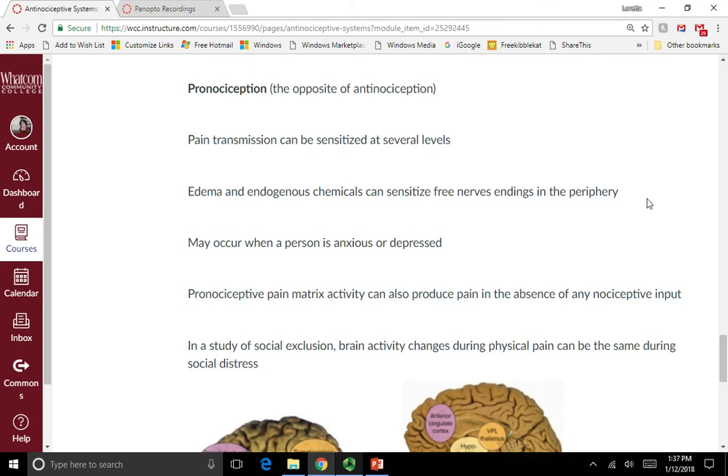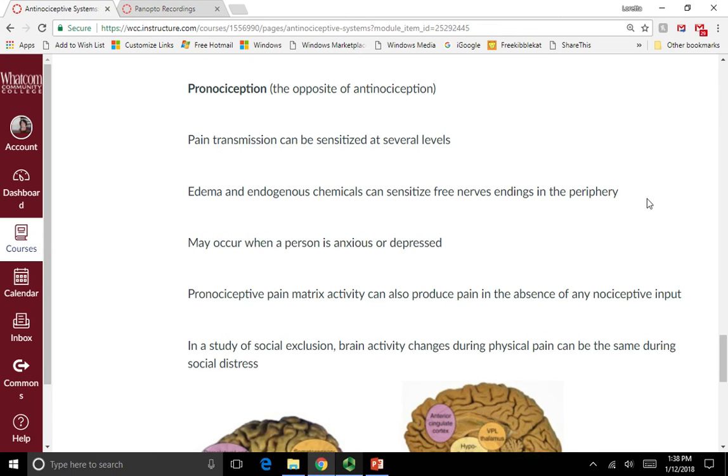So pro-nociception is the opposite of anti-nociception. Pain transmission can be controlled at several levels. It can also be sensitized at several levels. Edema and endogenous chemicals can sensitize free nerve endings in the periphery, like those prostaglandins and histamines. Those can sensitize free nerve endings in the periphery and cause more pain. When a person is anxious or depressed, that can upset your chemical balance and cause more pain. Pro-nociceptive pain matrix activity can also produce pain in the absence of nociceptive input.